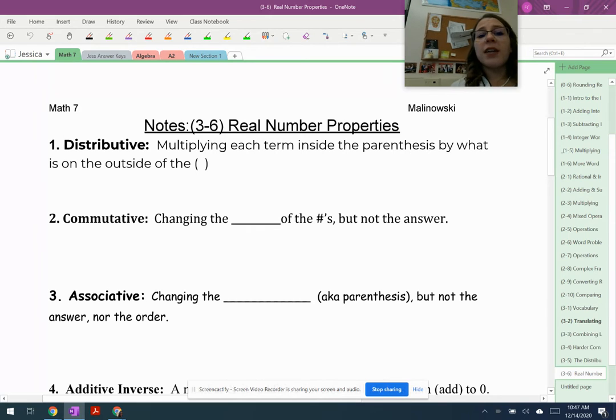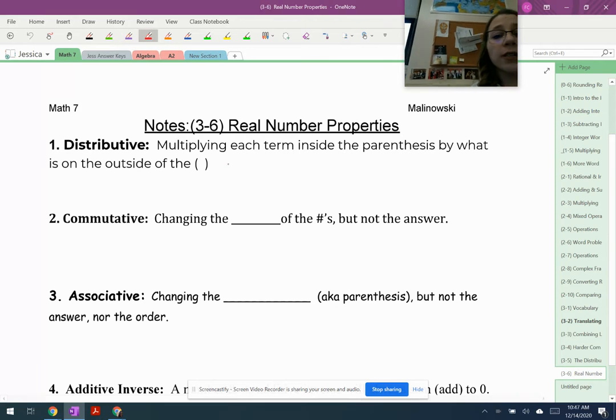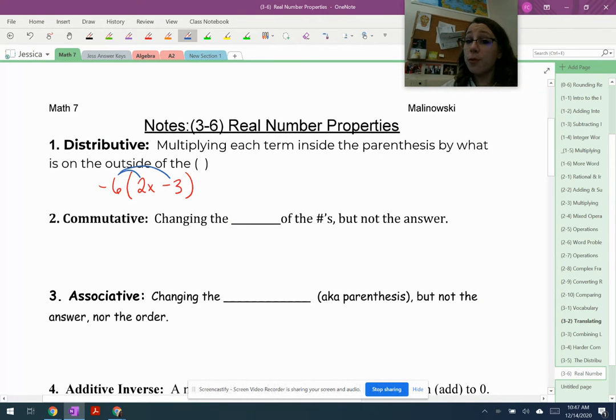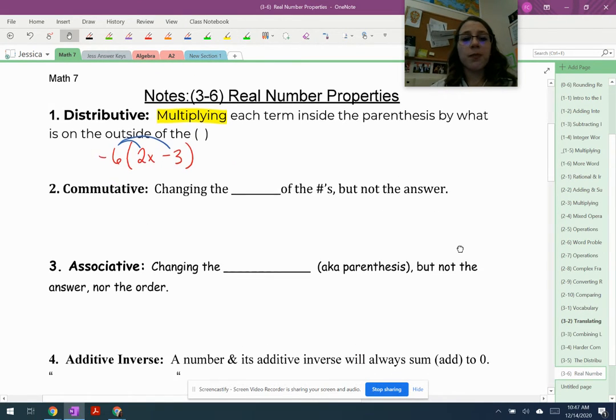property. And again, that's just multiplying each term inside the parentheses by what is on the outside of the parentheses. So some of the examples that we might have looked at in the previous lesson was something like -6 outside parentheses 2x minus 3. That -6 is being distributed to both of those pieces there. So that is that distributive property, that multiplication by each number on the inside of those parentheses.